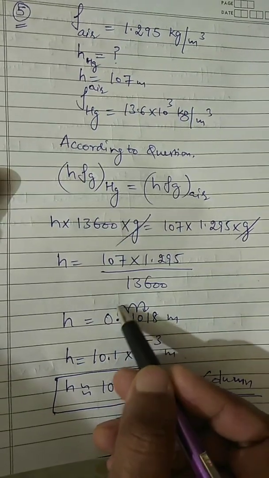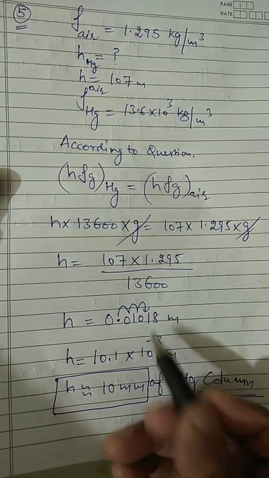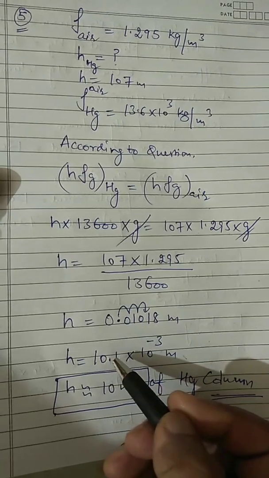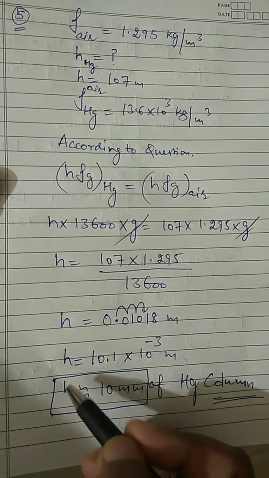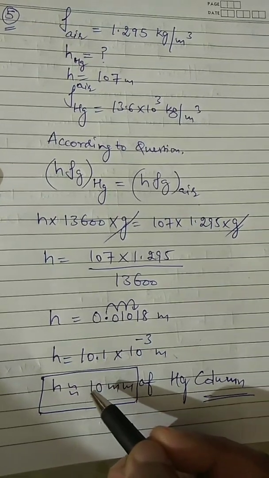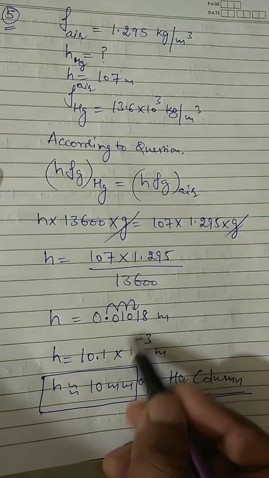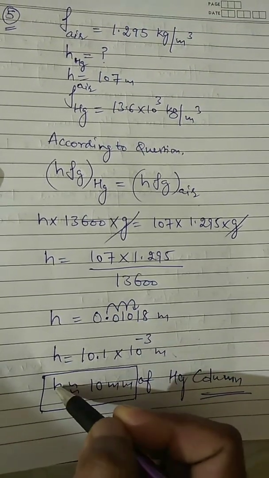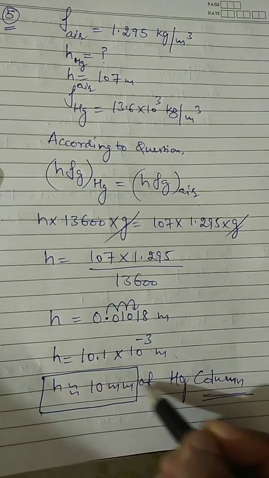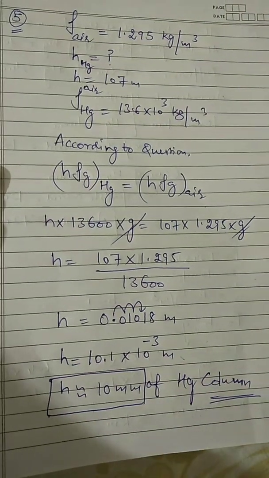Now this decimal, if you shift to the right side by 3 places, you will get the answer 10.1 into 10 to the power minus 3 meter. So H is equal to 10 millimeter, because 10 to the power minus 3 is milli and meter is the unit. So approximately the height is equal to 10 millimeter of mercury column.